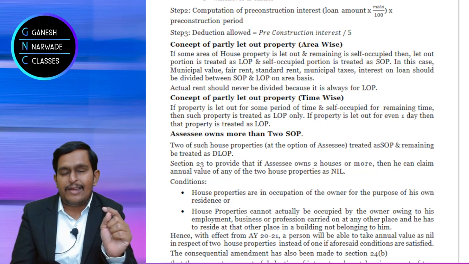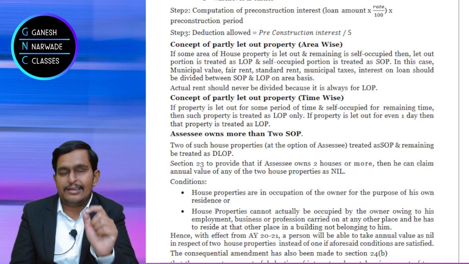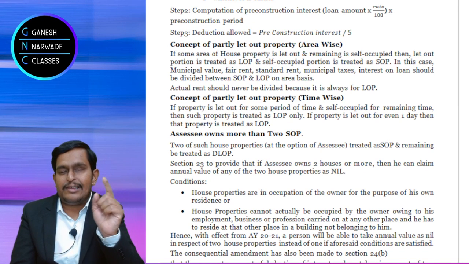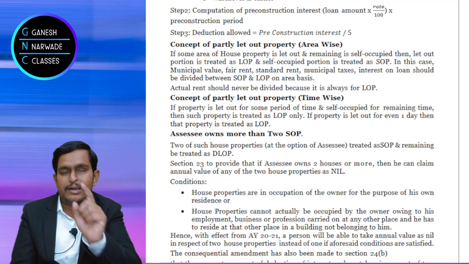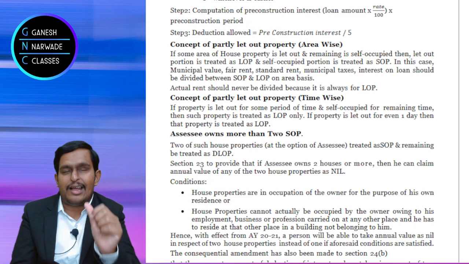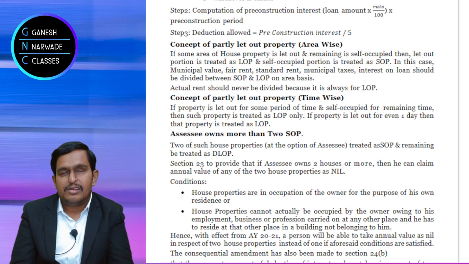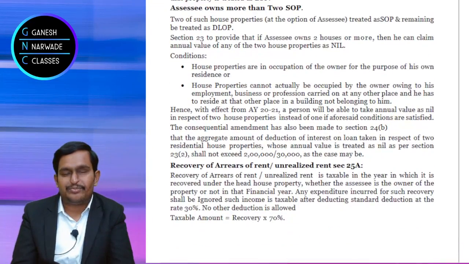Your step 1 higher value and your standard rent compare and you will get expected rent. So expected rent is for 12 months only. But your actual rent, did you receive? No, correct? So whatever actually you received, that many months actual rent will be there. So expected rent for 12 months or actual rent, whichever is higher will become the GAV. Municipal taxes fully allowed, interest fully allowed as deduction. No problem with it.